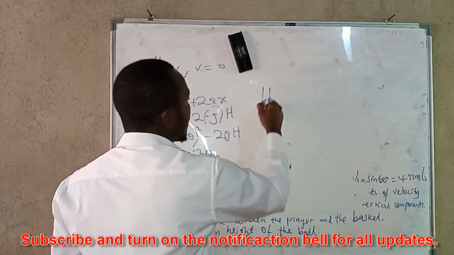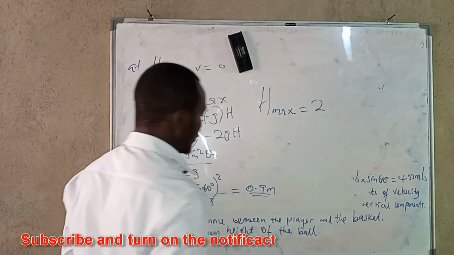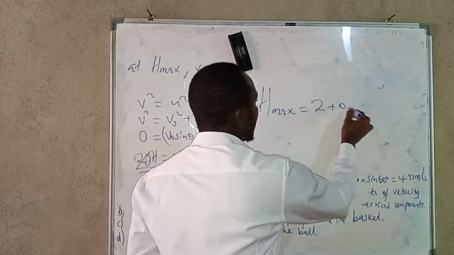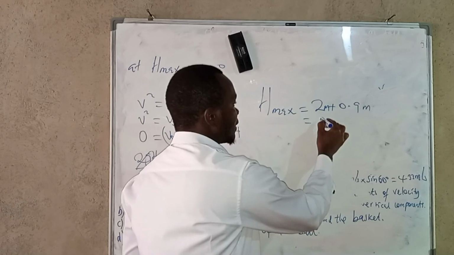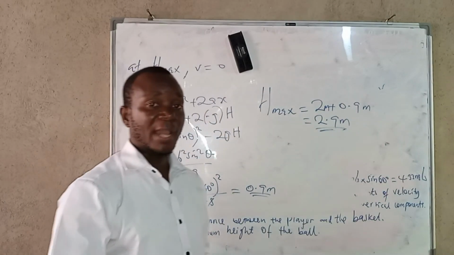So H max is equal to 2 meters, which is the height of the man, plus 0.9 meters. What we're going to have is 2.9 meters as the maximum height the ball will reach.